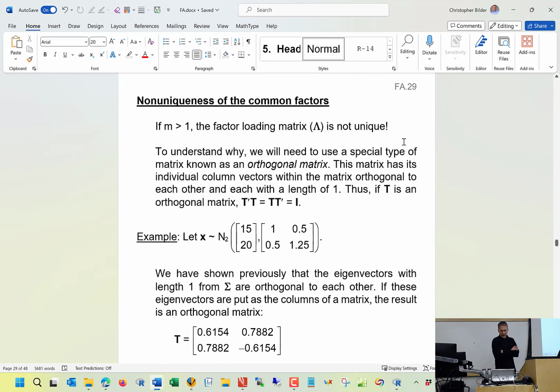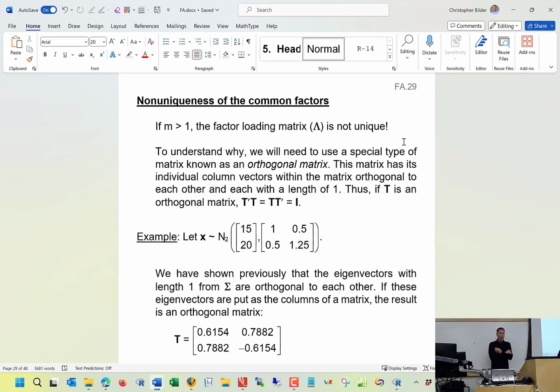So this next set of notes talks about the non-uniqueness of the common factors. This is both a strength and a problem with using factor analysis. This is what's going to allow you to have multiple different interpretations for what your common factors represent. That's why this is called non-uniqueness of the common factors.